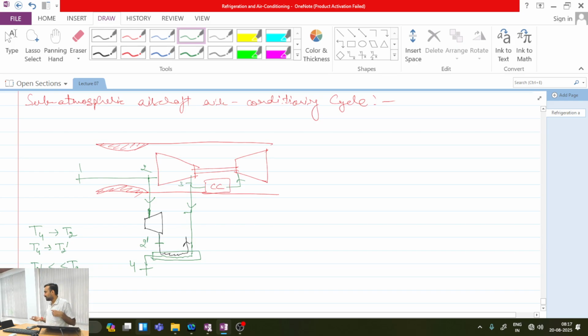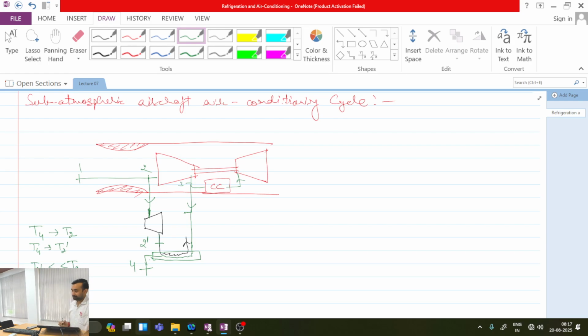So in the expansion, there will be significant fall in temperature of the ram. Now, this is the reason whenever we do the expansion in the turbine, this expansion process actually leads to significant decrease in pressure as well. So pressure of P2 is large, P2 dash is very small. Because of this, P2 pressure goes even below the local ambient pressure. So that's why the cycle is called the sub-atmospheric cycle.